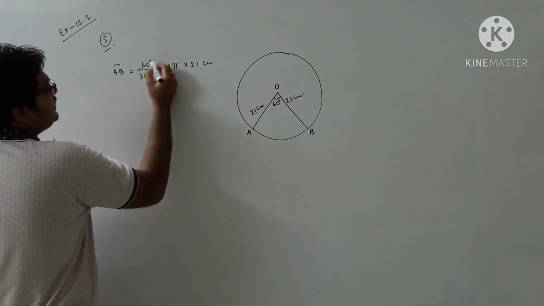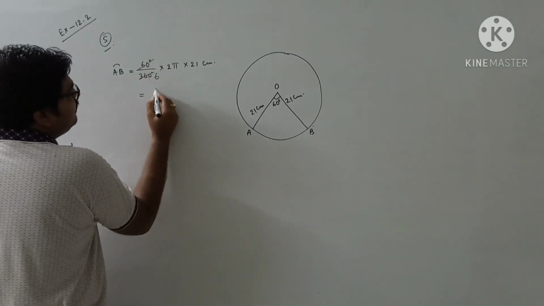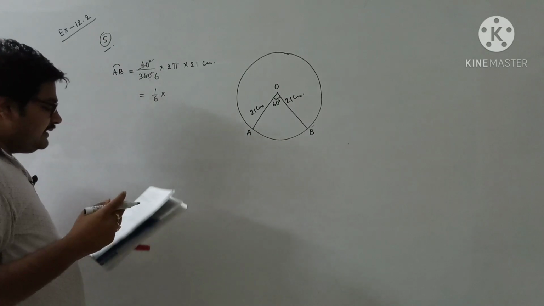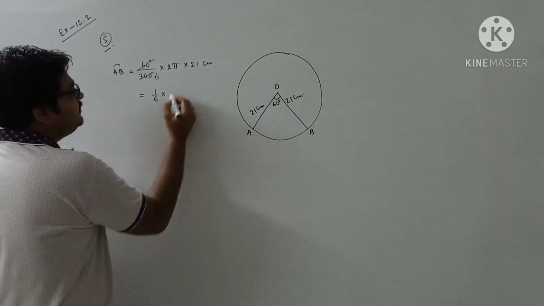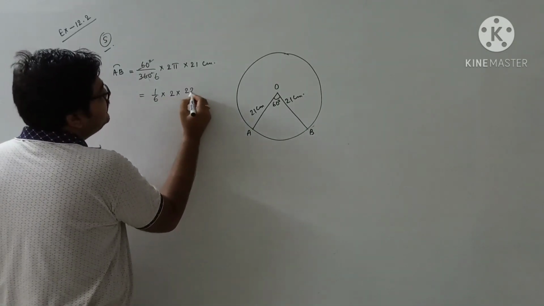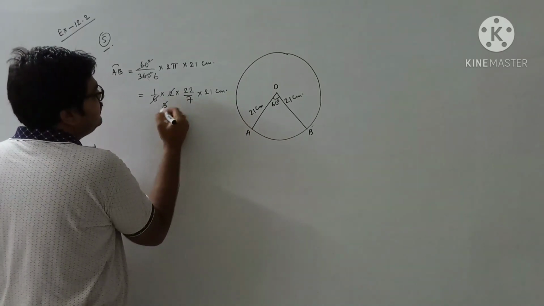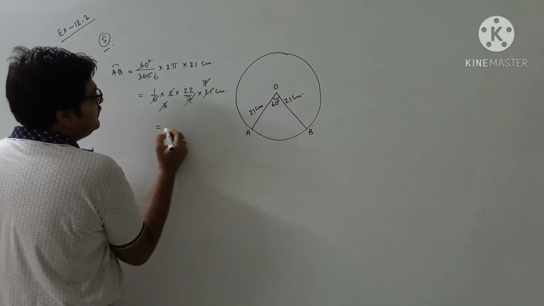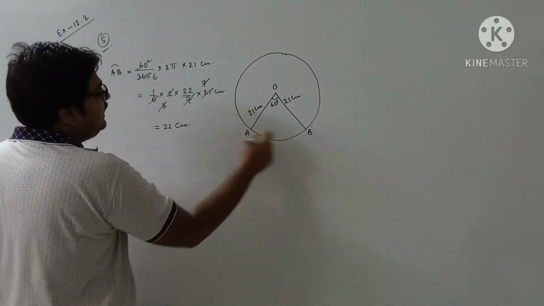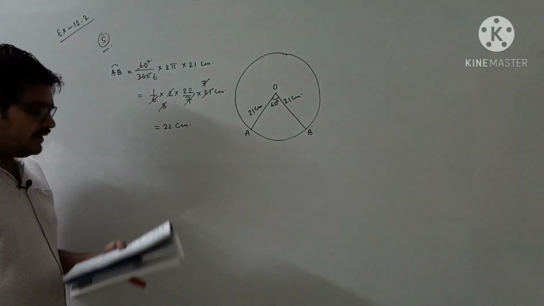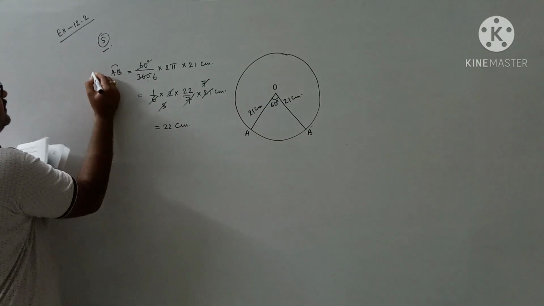Now the calculation. Pi is 22 by 7, because they haven't given any value. So 22 centimeter is the length of the arc. Next question. This is the first part. Second question.